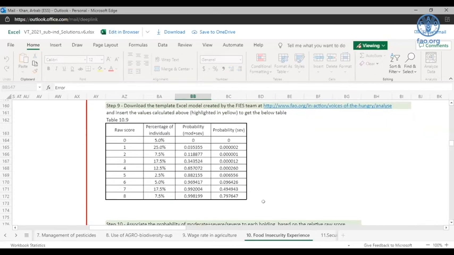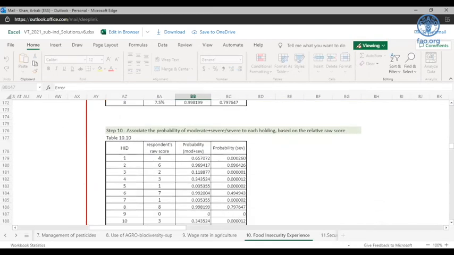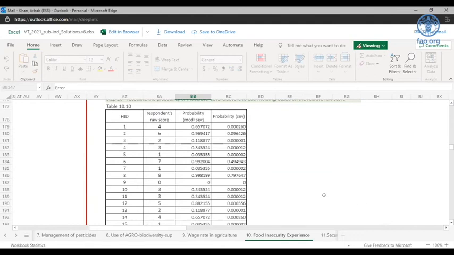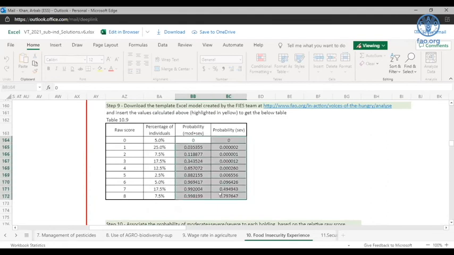And then, once the model helps us estimate the raw scores, the ability parameters of the respondents, the difficulty parameters, the standard errors, etc., we will input this into the template Excel model, again created by the FAO team, which is available here. We plug in the information at appropriate places. Once we do that, the model will help us estimate the probability associated with each raw score.